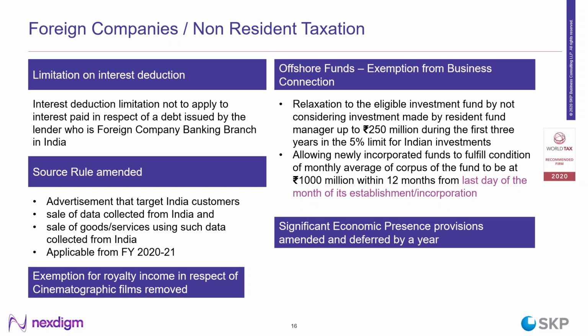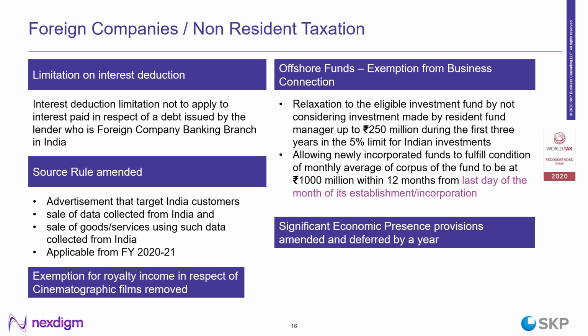Further, the source rule also has been amended. Certain items would now be considered as deemed to arise in India. So if anybody is earning income from advertising which mainly targets Indian customers, that revenue would be considered as accruing in India and hence may become taxable in India. Obviously, tax treaty benefits would be available. So till the time the tax treaties are not amended, this may just remain on paper and may apply only in cases where treaty benefits are not available.